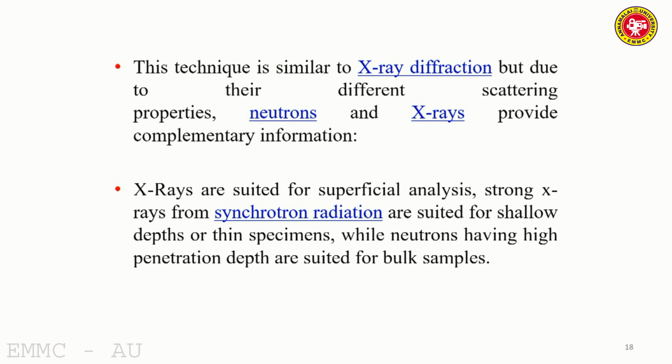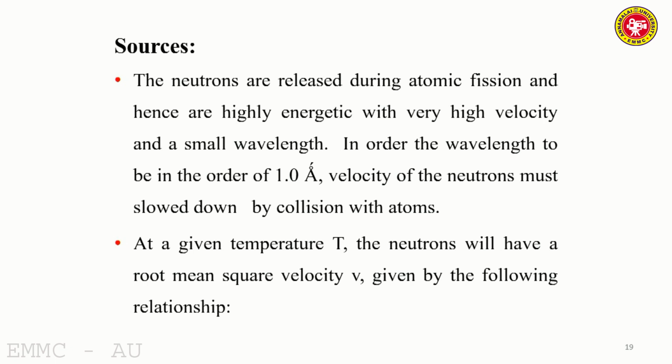This technique is similar to X-ray diffraction, but due to their different scattering properties, neutrons and X-rays provide complementary information. X-rays are suited for superficial analysis. Strong X-rays from synchrotron radiation are suitable for shallow depth or thin specimens, while neutrons having high penetration depth are suited for bulk samples. Sources: the neutrons are released during atomic fission and hence are highly energetic with high velocity and small wavelength. In order for the wavelength to be in the order of 1.0 Angstrom, the velocity of the neutrons must be slowed down by collision with atoms.